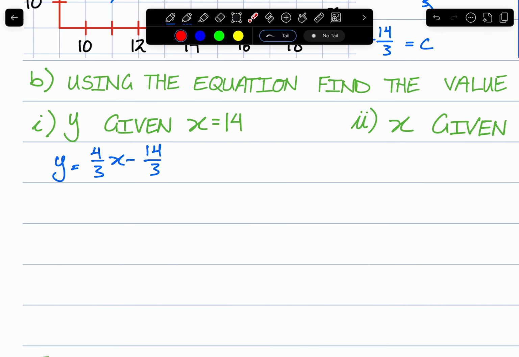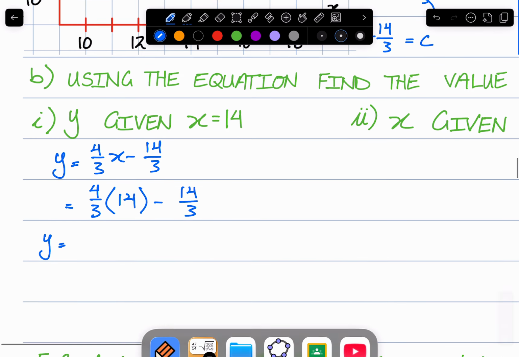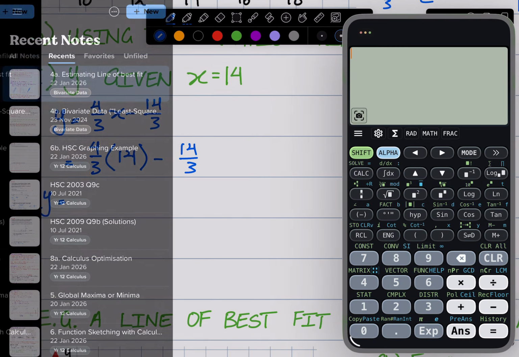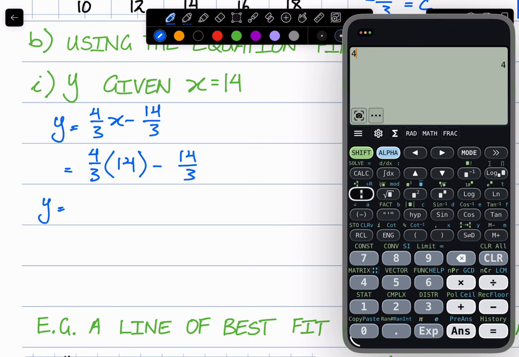And all we need to do now is just substitute the given x value. So that's going to be 4 on 3 times 14 minus 14 on 3. Let's plop that into our calculator. 4 on 3 times 14 minus 14 on 3. And as you can see, that gives us 14.